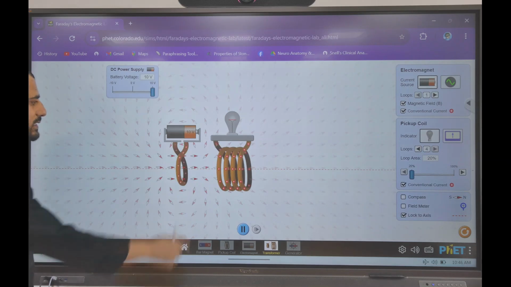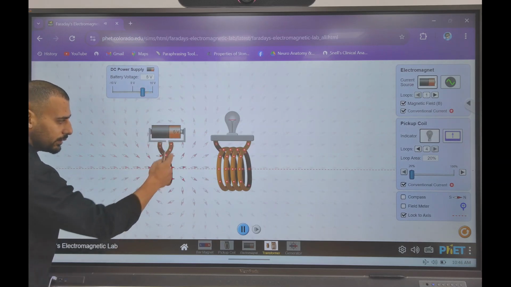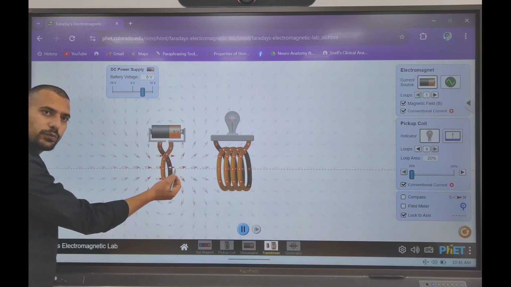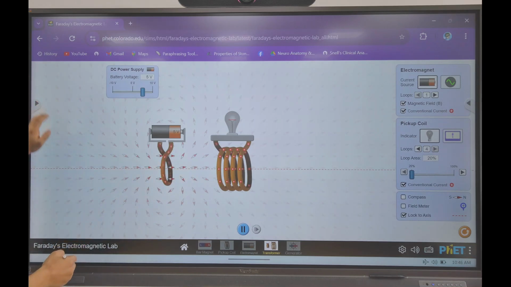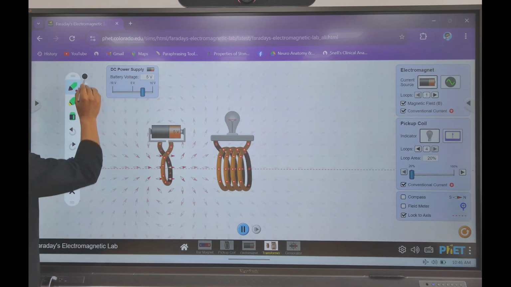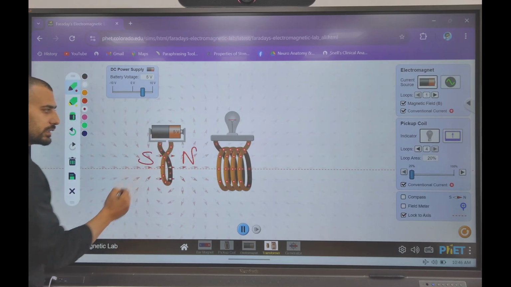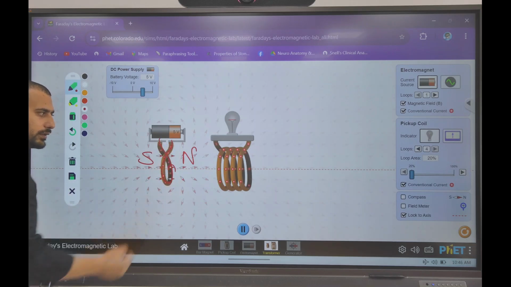Okay? So what is happening? See, you need to understand the mechanism here. The current is flowing like this, so that means which pole is generated here? The north pole, isn't it? Here it is north and here it is south. So let me show what is happening. This is north and this is south, isn't it? Because the current is flowing like this. Like this. Okay?